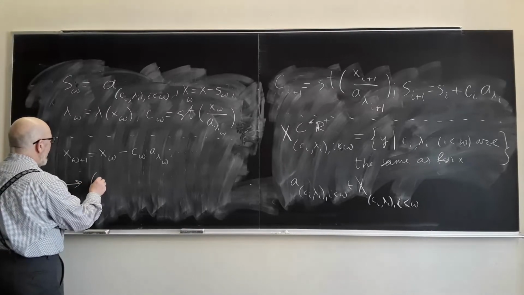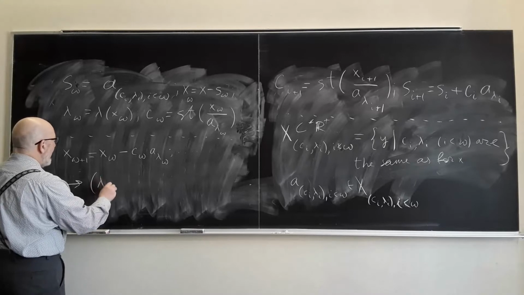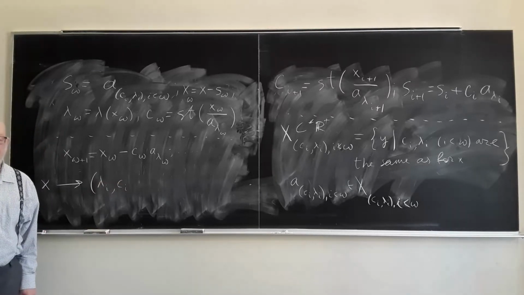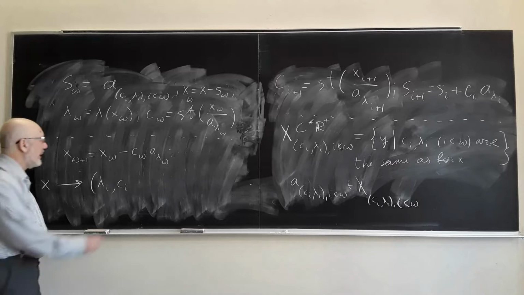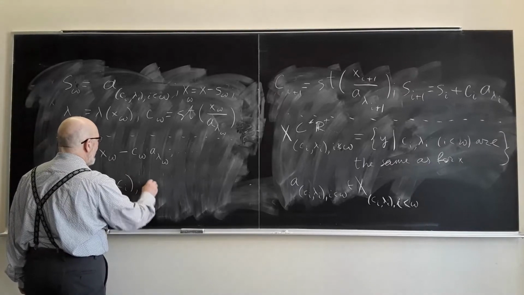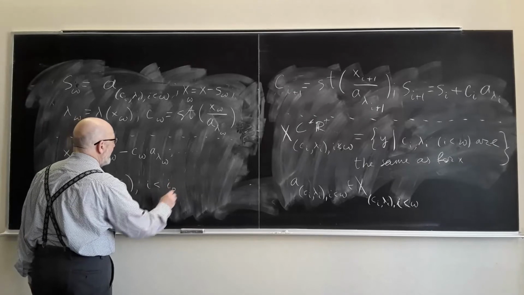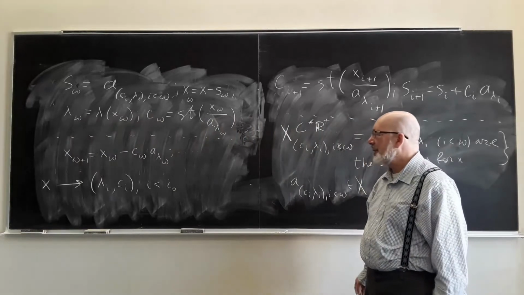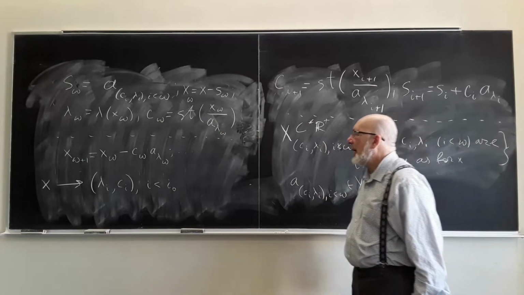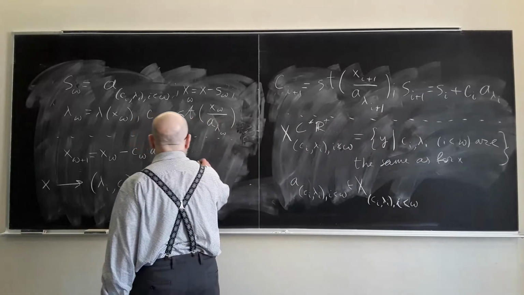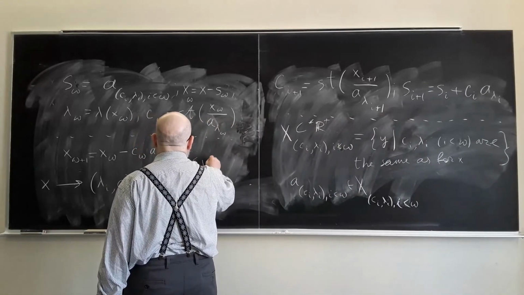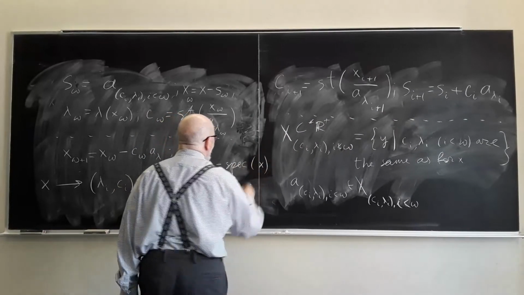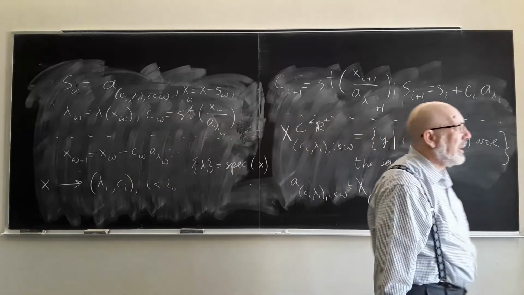So this way we put in correspondence to the number x the sequence of lambda i, ci. xi and si are derivatives of this. I don't write it. Here i is less than i0, where i0 is some sufficiently large ordinal. And this set of lambda i is called the spectrum of x. Well, I call it the spectrum of x.